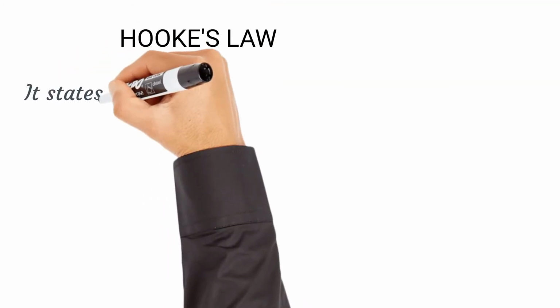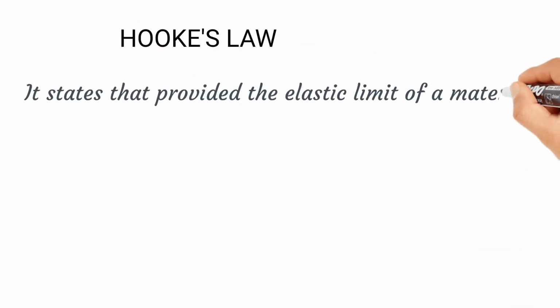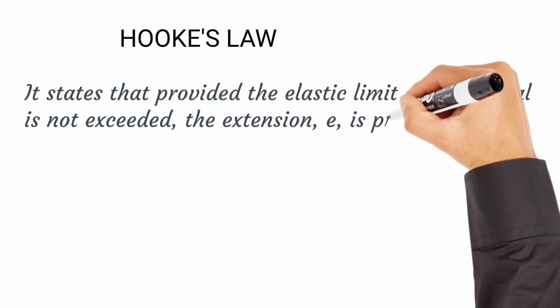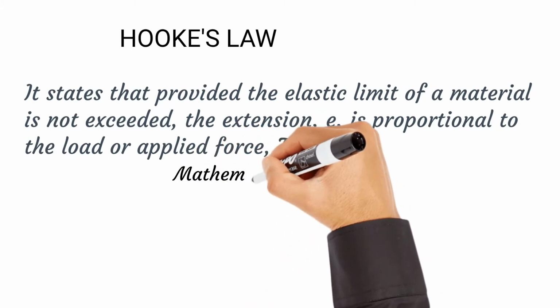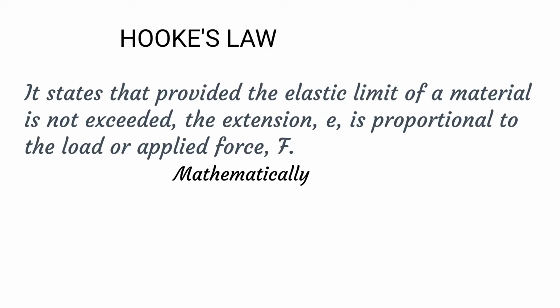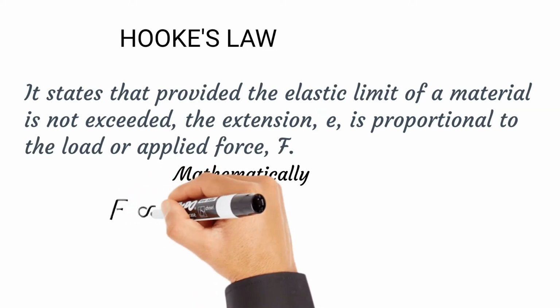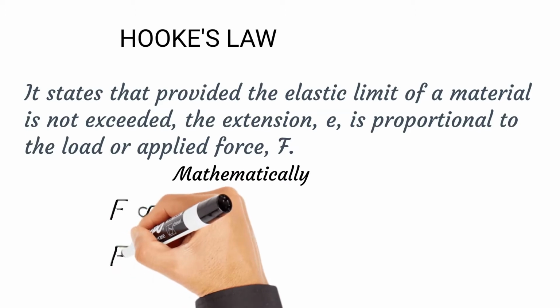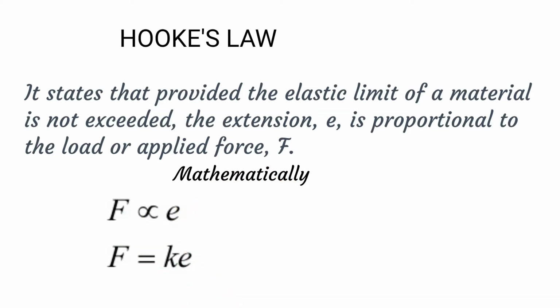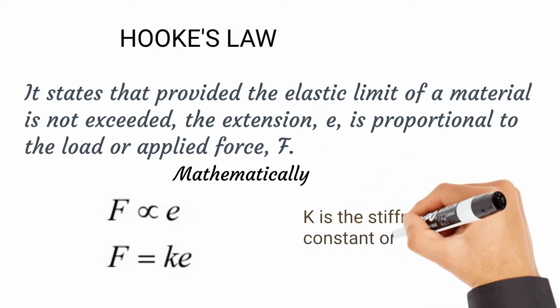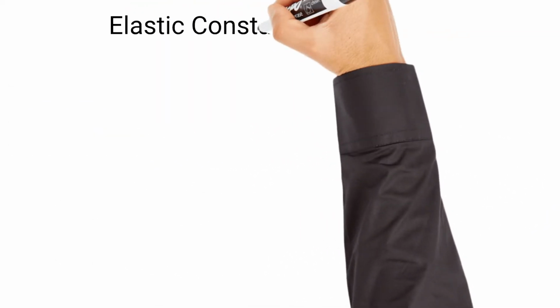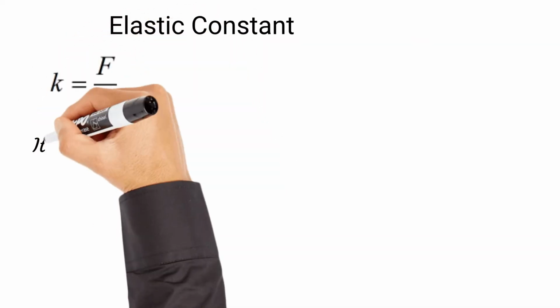Next, we look at Hooke's law. It states that provided the elastic limit of a material is not exceeded, the extension e is proportional to the load or applied force F. Mathematically, we have F directly proportional to e. If you remove the proportionality sign, F equals K e, where K is the stiffness constant or the elastic constant. If we make K the subject in that formula, K will be equal to F over e.